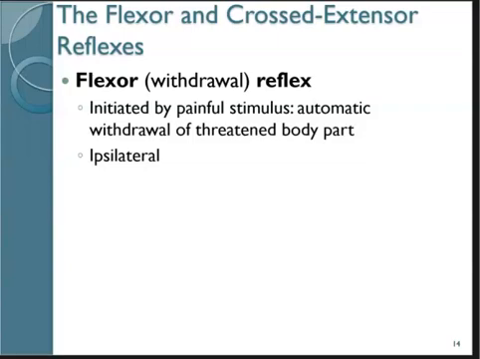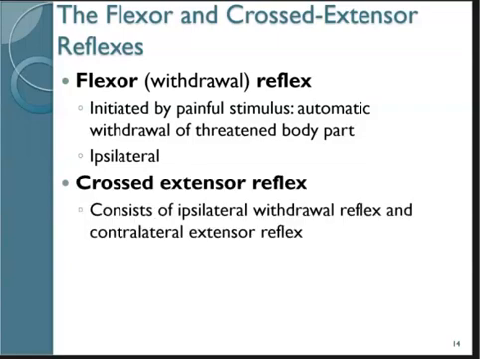That nail, if our foot lands on a nail or thumbtack, we will withdraw that leg, that limb. So ipsilateral is same side. Then we have the crossed extensor reflex. This is usually for balance. It could be the arms. We can learn this in martial arts too.